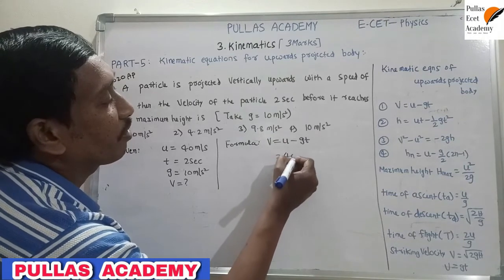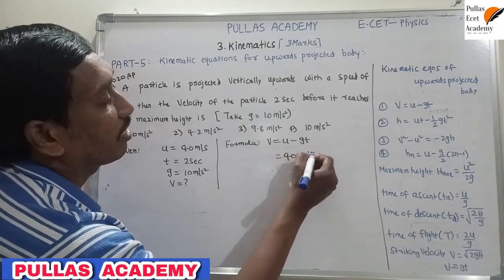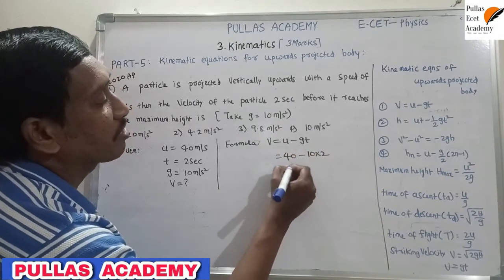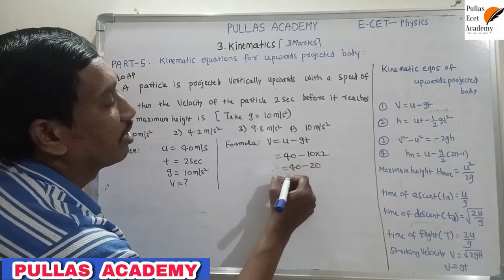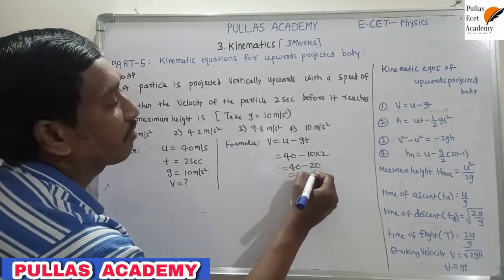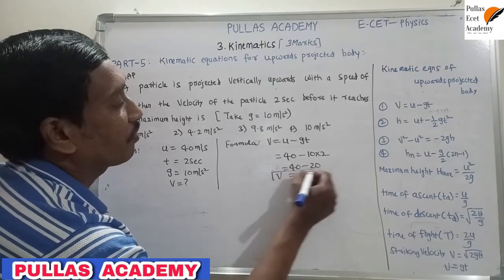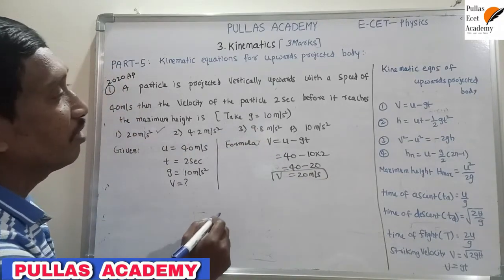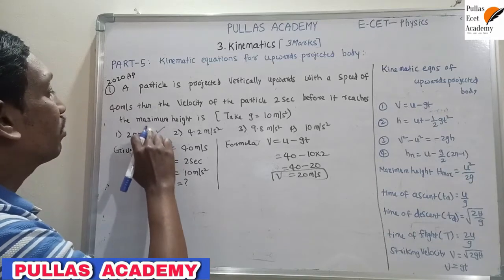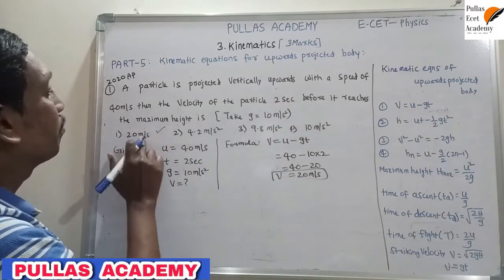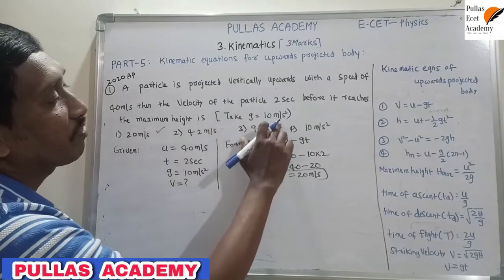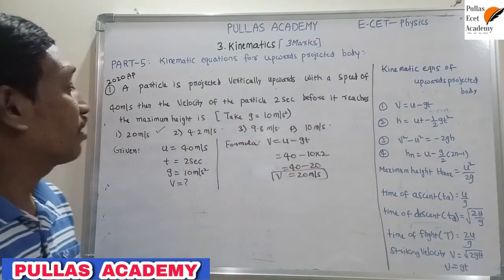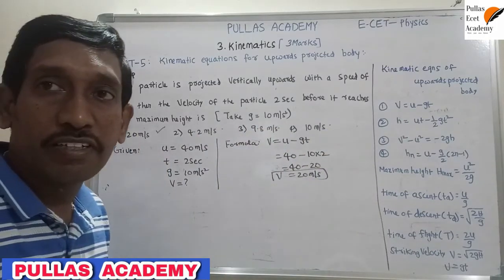u is given 40, g is given 10, time is given 2 seconds. That means 40 minus 20. Answer is 20 meter per second. After 2 seconds, what is the velocity? 20 meter per second. Sorry, here it is not second square. It is asking velocity in meter per second. So the first option is correct.